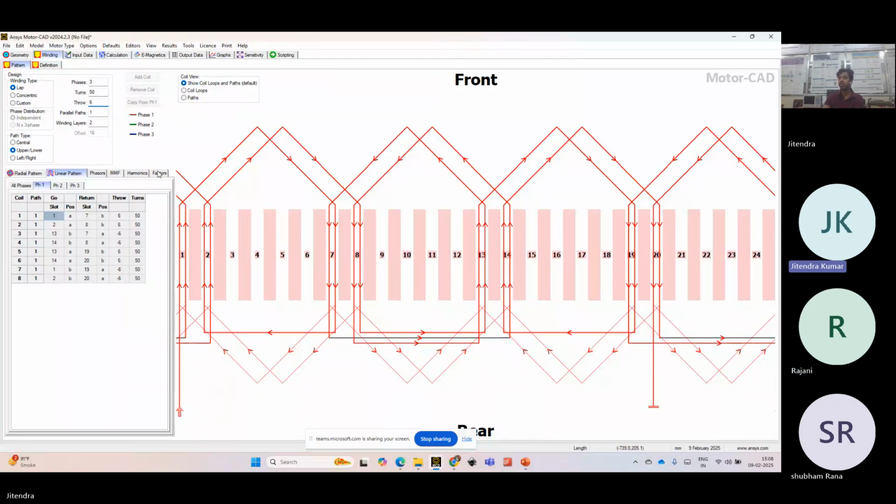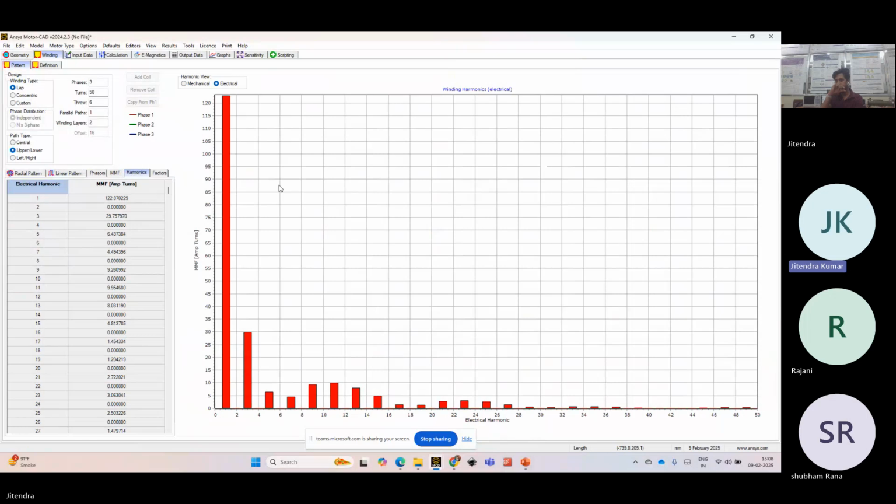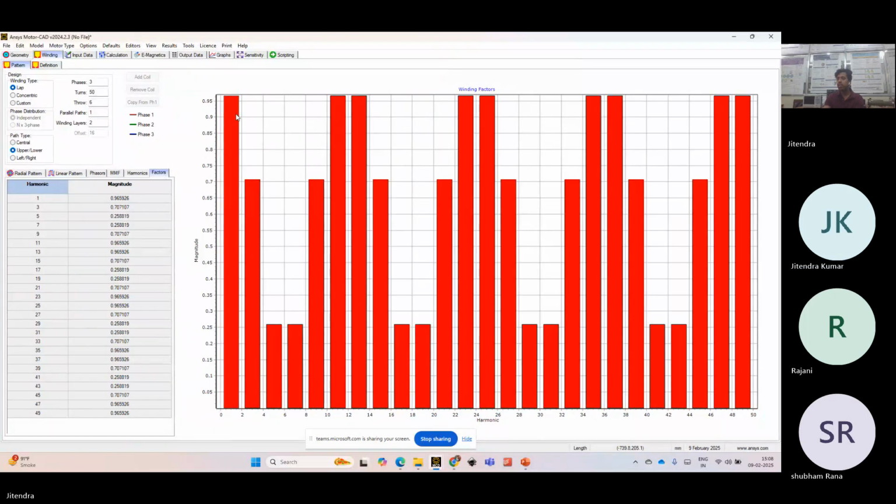Let's see here how the harmonic factors are. If you want to see the harmonics, this is the harmonic factor we tend to look at. The fundamental harmonic amplitude is 0.96.